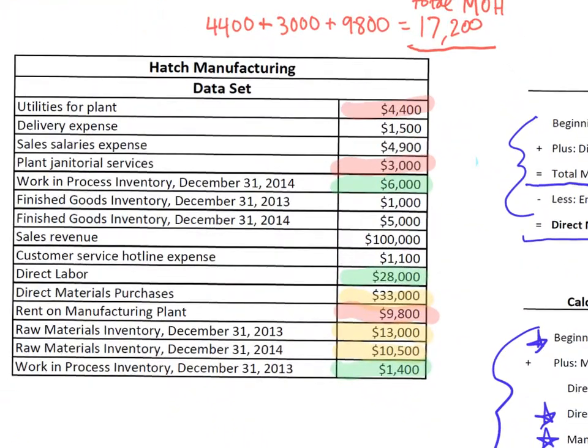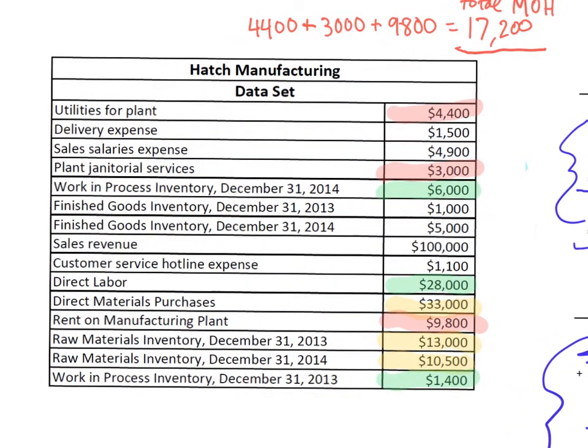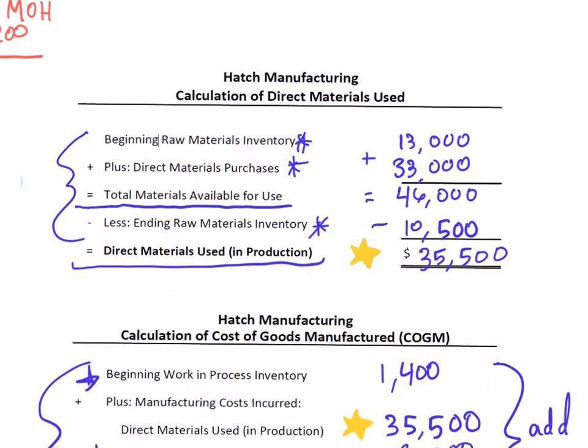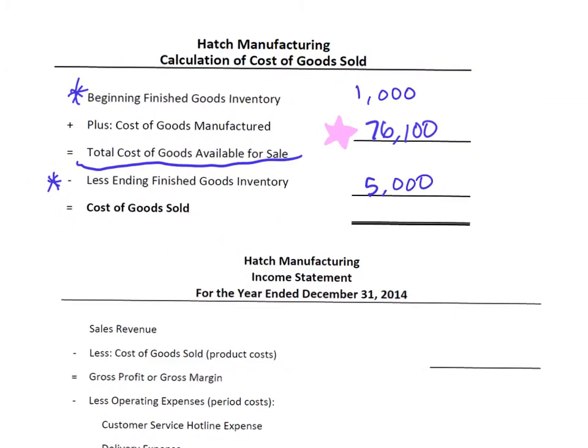So here we are back to our data set. And here are the finished goods numbers that we need. So that was 1,000 for the beginning of the year finished goods and 5,000 for the ending finished goods. Now we'll go back and put those into our cost of goods sold schedule. Navigate back here. Here we go.